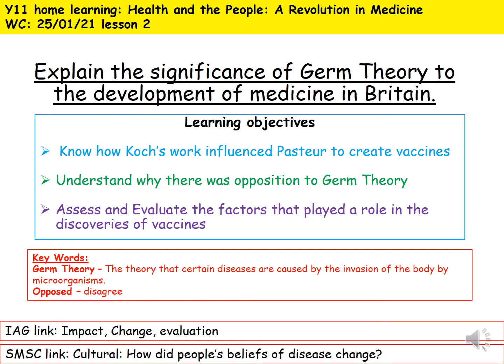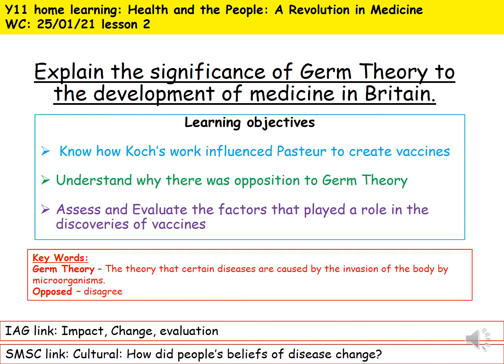We are still looking at germ theory, but we're now looking at how the development of germ theory had an impact on medicine as a whole. So we need to know how Koch's work influenced Pasteur to create vaccines, how one scientist influenced another. So that's our first learning objective today.